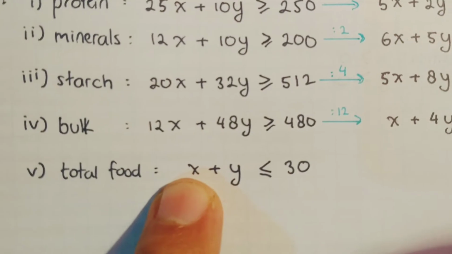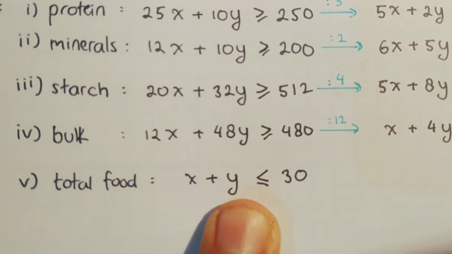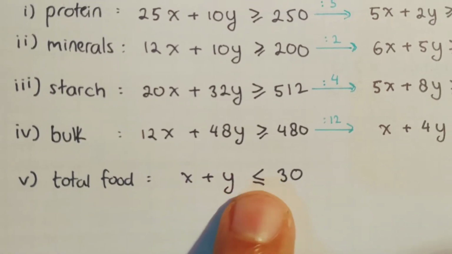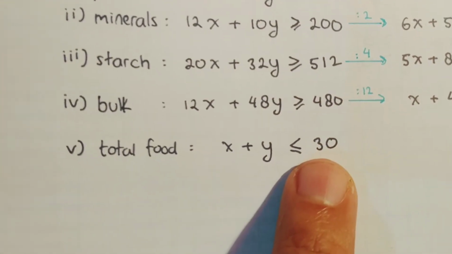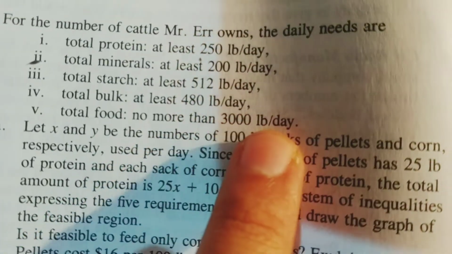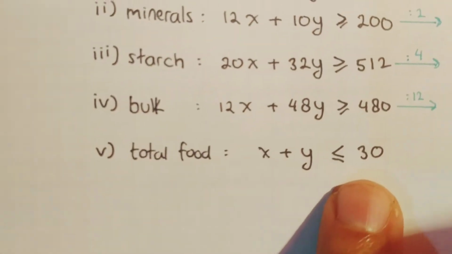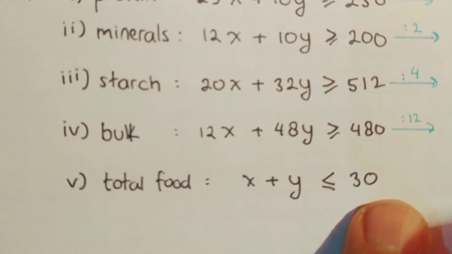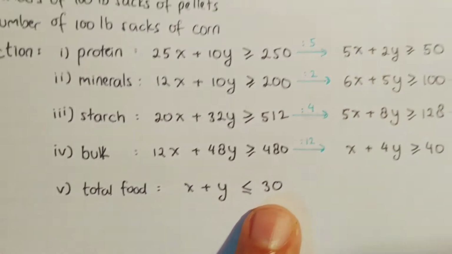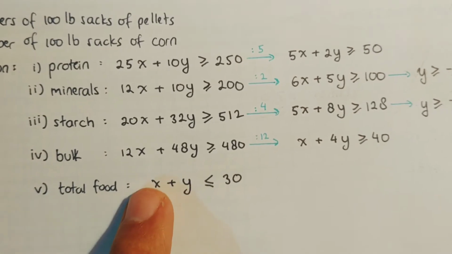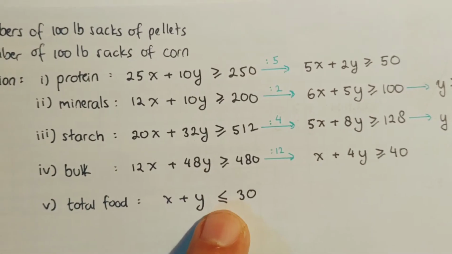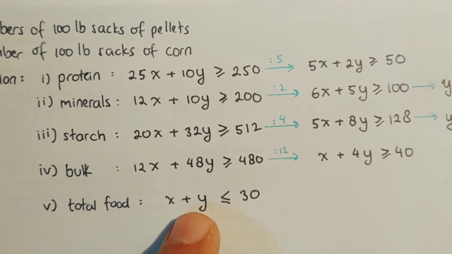So the total sacks of pellets plus the total sacks of corn must be less than or equal to 30, since 30 is speaking about sacks, not pounds. Since 30 sacks contain 3,000 pounds, this is a correct statement. Can you get it? Keep in mind that X and Y are speaking about the sacks.